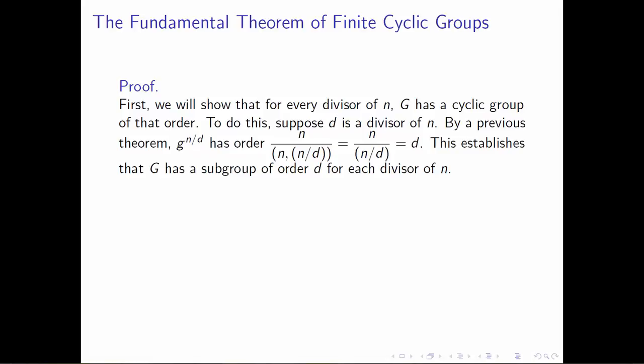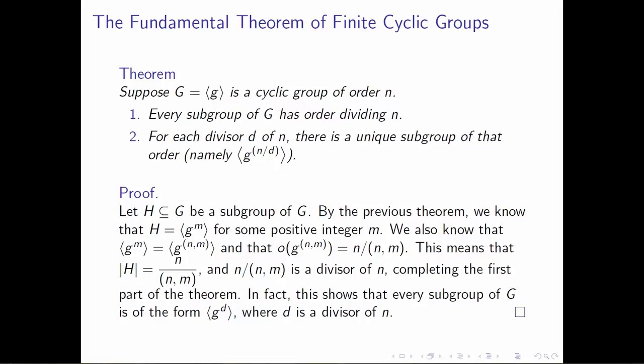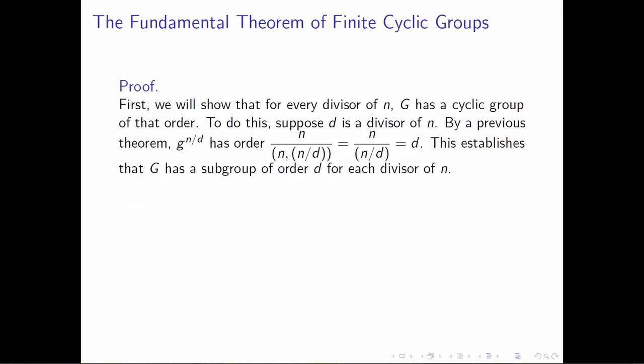Now let's go on and take a look at the second part of the statement. We want to show, in fact, that no matter what the divisor d is of n, there is a unique cyclic subgroup of that order inside of G. So only one subgroup of each order, and for every divisor there is one. Just a really strong property, not true of all groups in general, but true for cyclic groups.